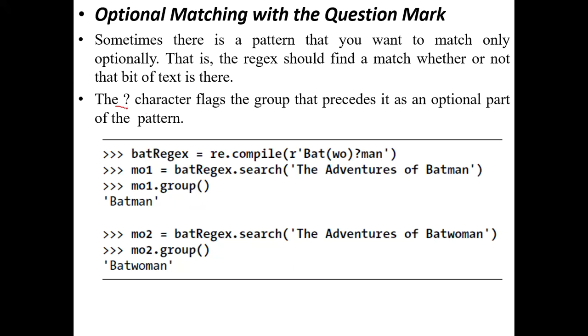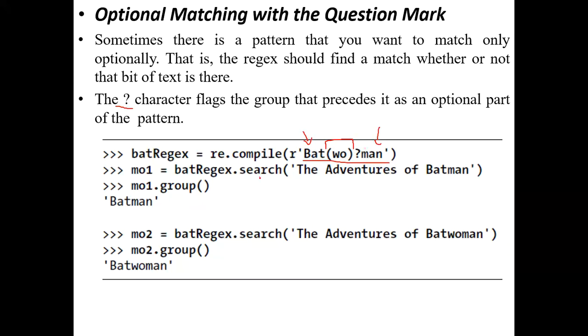So we have a special character, the question mark, that flags the group that precedes it as an optional part of the pattern. Here we have mentioned a pattern in which the first 3 characters are Bat, followed by wo within the parenthesis. This is optional. If the search string starts with Bat and ends with man, and in between it contains wo, it is going to match. If it is not present, it is going to match with Batman. That means the question mark matches 0 or 1 occurrence of the mentioned pattern.